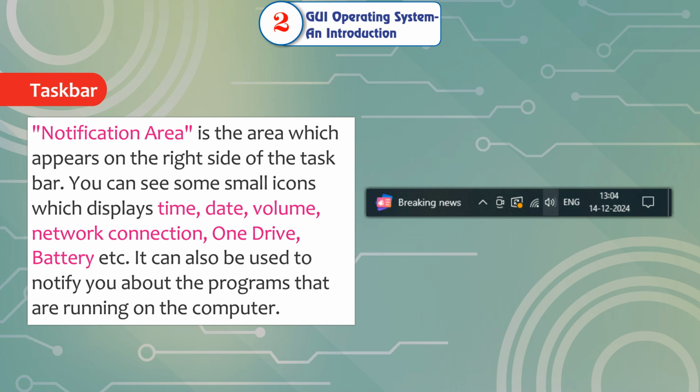The notification area is the area which appears on the right side of the taskbar. You can see some small icons which display time, date, volume, network connection, OneDrive, battery, etc. It can also be used to notify you about the programs that are running on the computer.